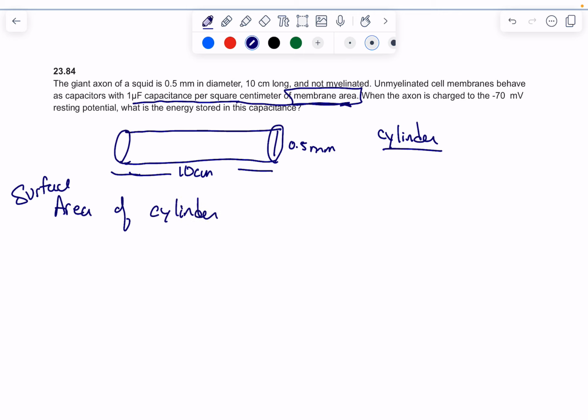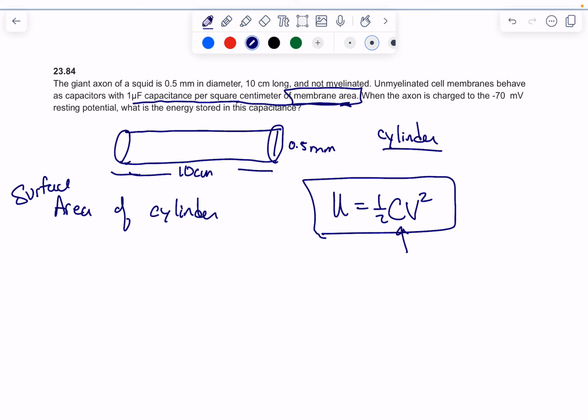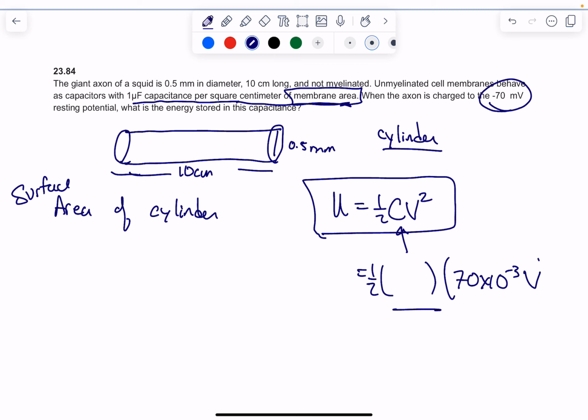The key thing to this problem is you're trying to find the energy. And if you recall the energy, sometimes we say U for potential energy, is 1/2 CV squared. That is the equation you're basically going to do. But the trick is to find C, okay? We knew the voltage. Where's the voltage? It's right here. 70, or negative 70. So it's just going to be 1/2 times C times 70 times 10 to the minus 3 volts squared. But the trick is finding the capacitance of this object.